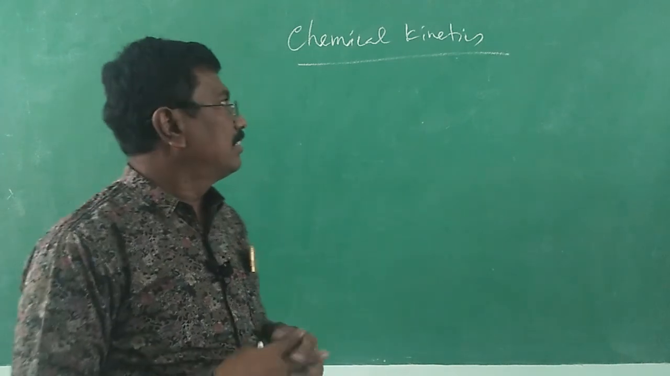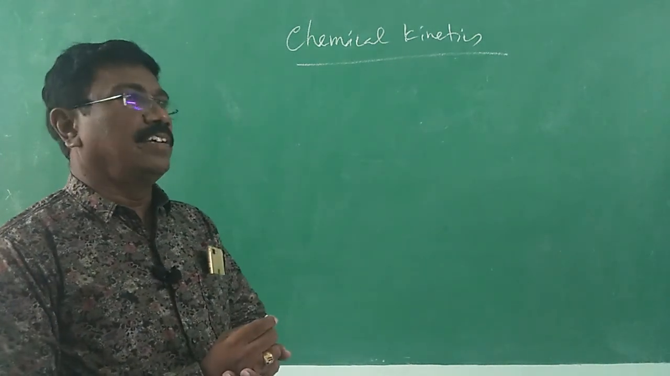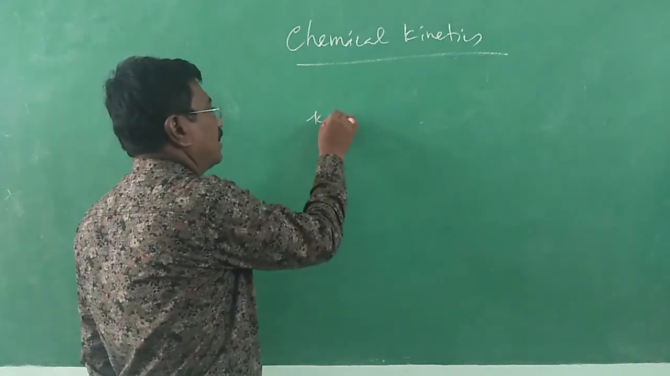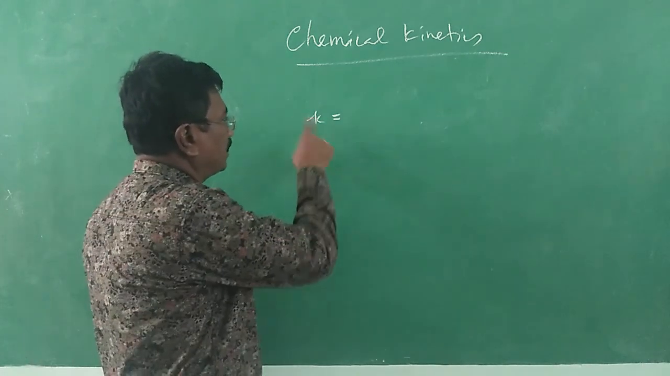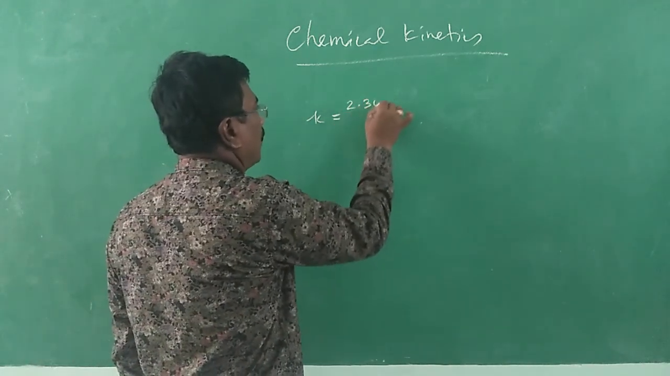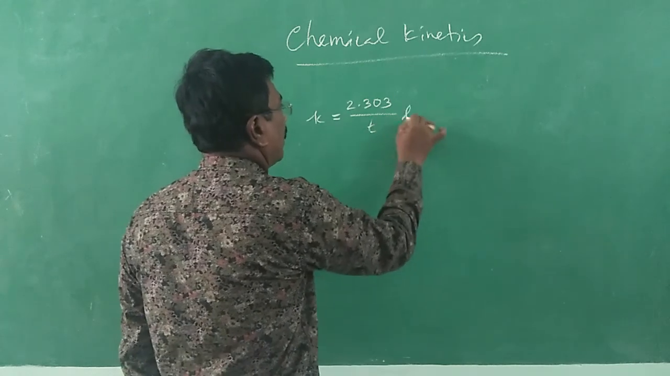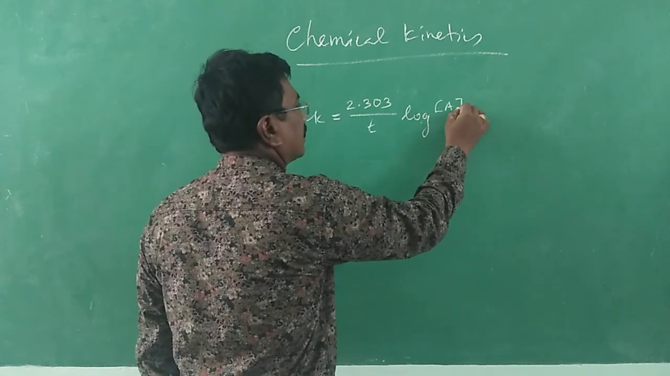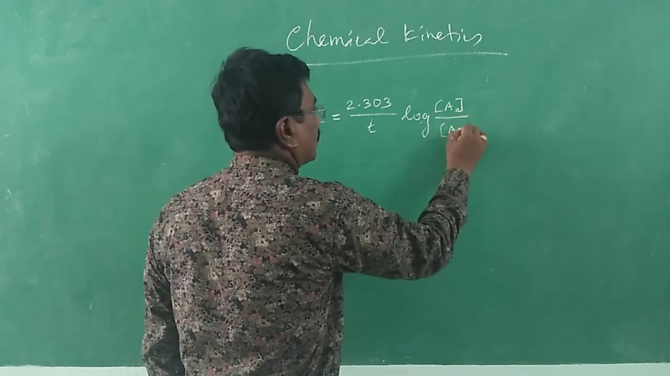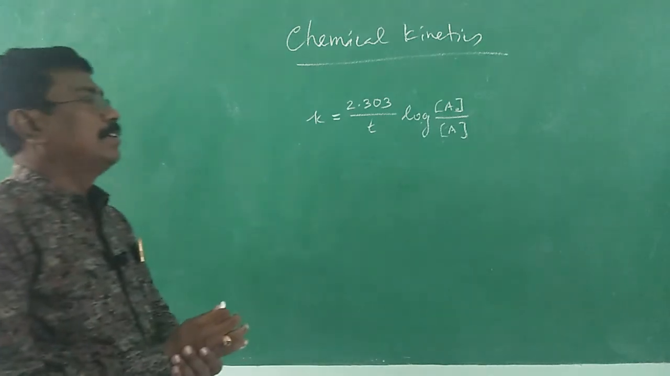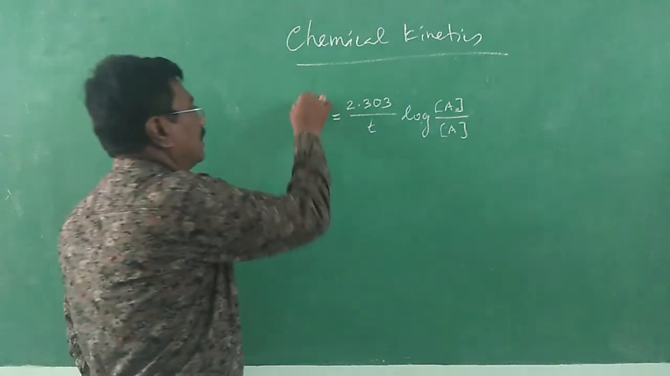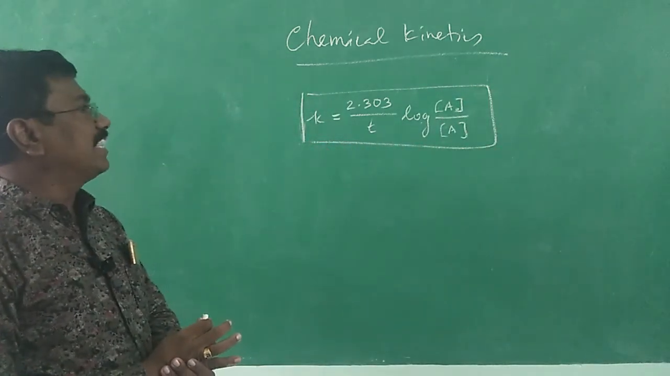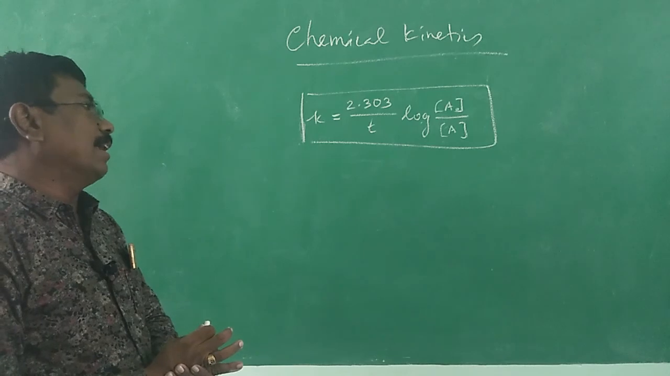So dear students, in the last class we have seen the rate expression for the rate constant of a first order reaction. The rate constant of a first order reaction is equal to 2.303 by t log of initial concentration divided by concentration at time t. So this is how we have derived the rate constant for a first order reaction: k is equal to 2.303 by t log A0 by A.